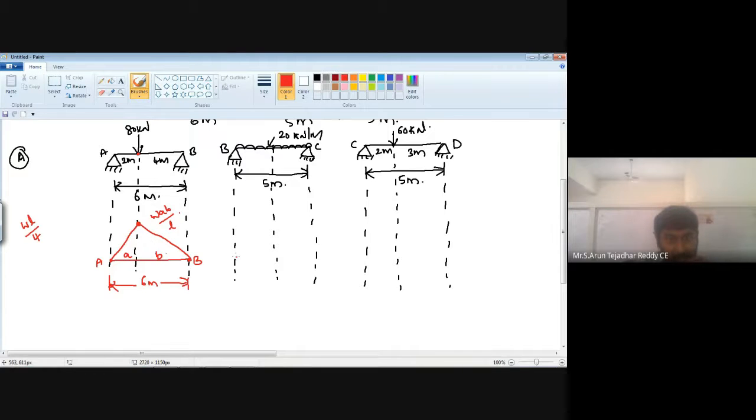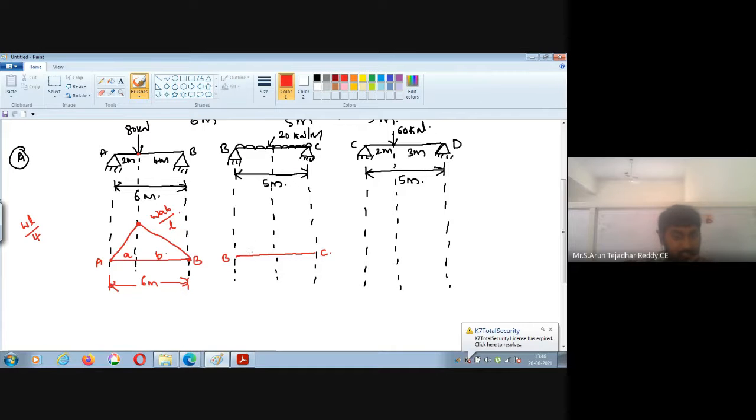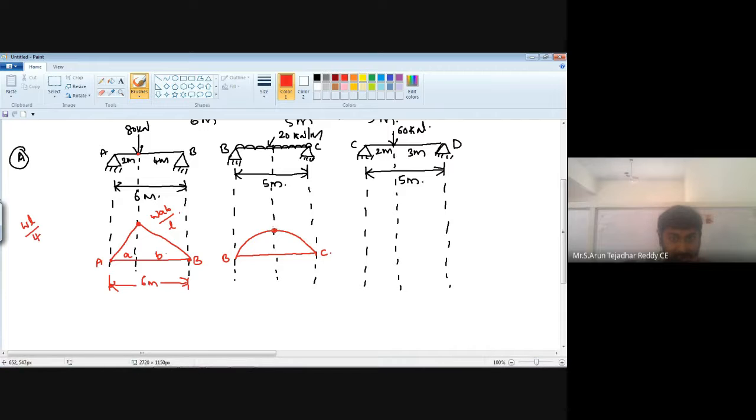Now here, coming to the second beam, B and C. See, it is a uniformly distributed load, so you will get your bending moment diagram in a parabolic shape. Then you will get the maximum bending moment at this point, that is WL square by 8. Next, the remaining span is 5 meter.